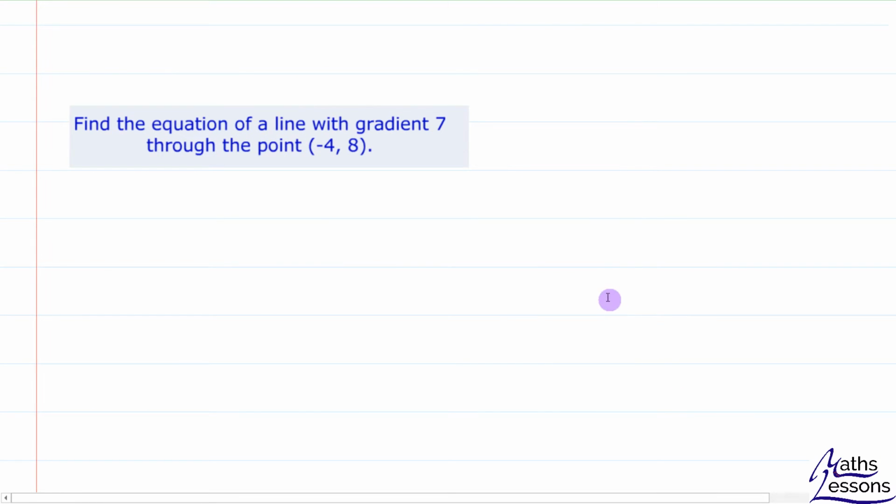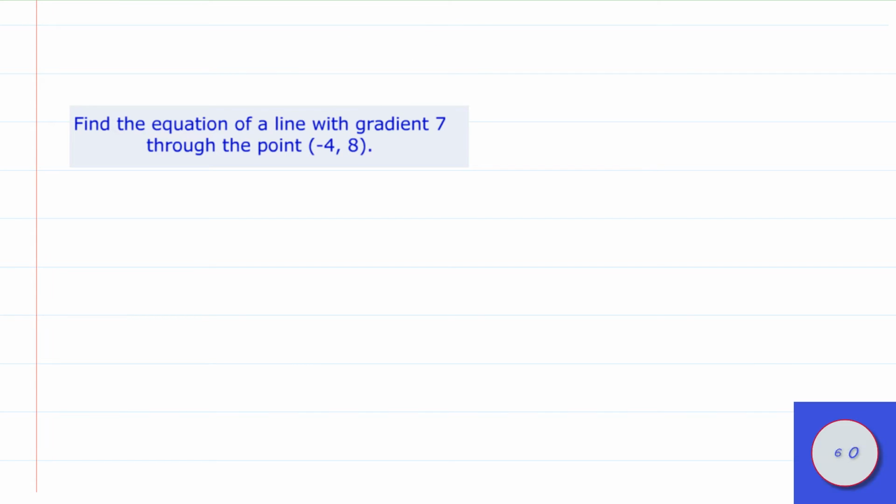Okay, just taking it up a little level. Here, find the equation of the line with gradient 7 through the point -4, 8. I'm just going to give you another 60 seconds to do that one.